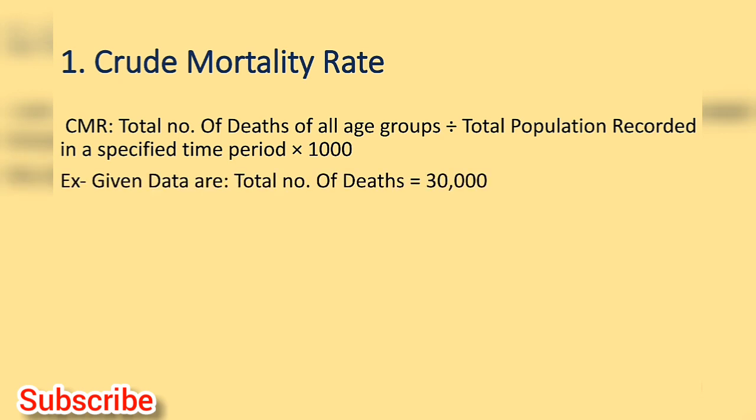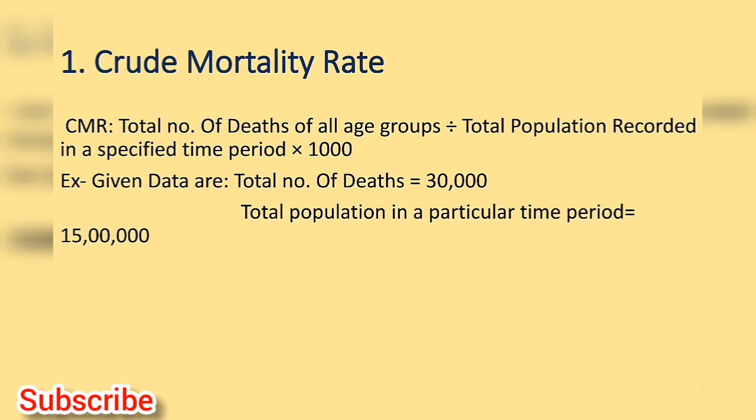Now we take an example for solving the crude mortality rate. The data given are: total number of deaths is 30,000, and total population in a particular time period is 15 lakh. So calculate the crude mortality rate.